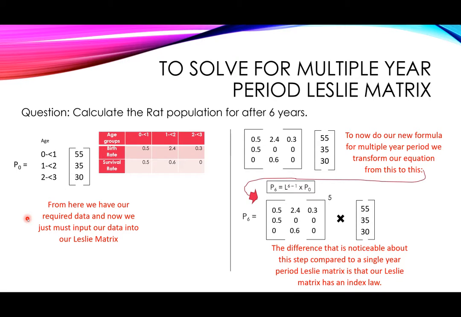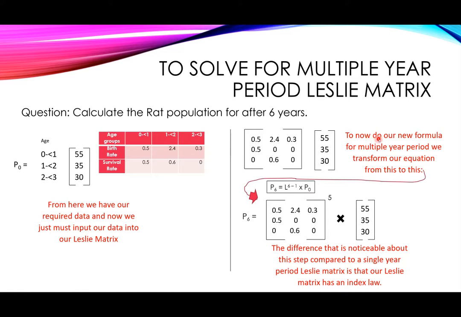Question is, calculate the rat population after 6 years. And we do this for a multiple year period Leslie matrix by our new formula, which we'll get to soon. So we've got our initial population of our age groups here, and we've got our table of information. And from here, we have our required data, and now we just need to input our data into our Leslie matrix, which is right here. We've still got our initial population here.